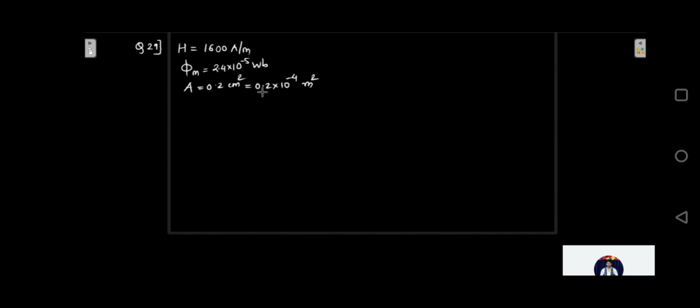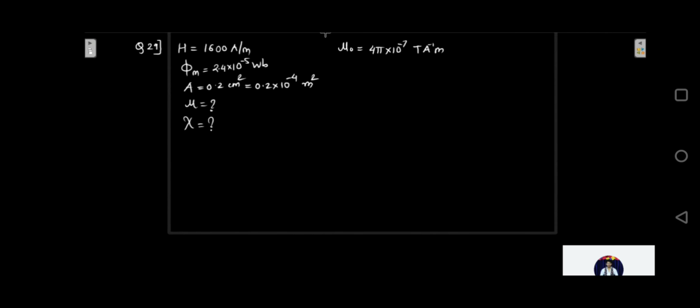Calculate the permeability and susceptibility of the bar. We have to find out the permeability of the bar, that is mu, and we have to find out the susceptibility of the bar, that is psi. Okay, this is what we need to find out. Okay, so we know the mu naught value also, that we will write down over here, that is 4 pi into 10 raised to minus 7 Tesla meter per ampere.